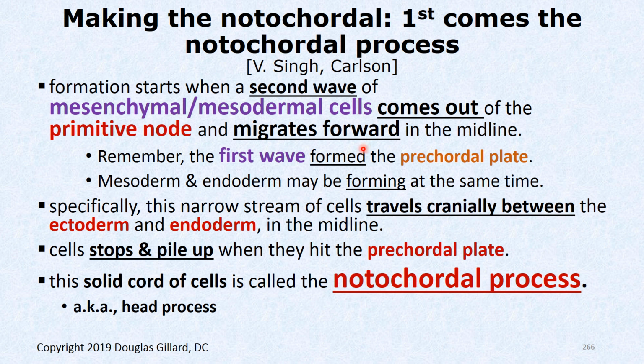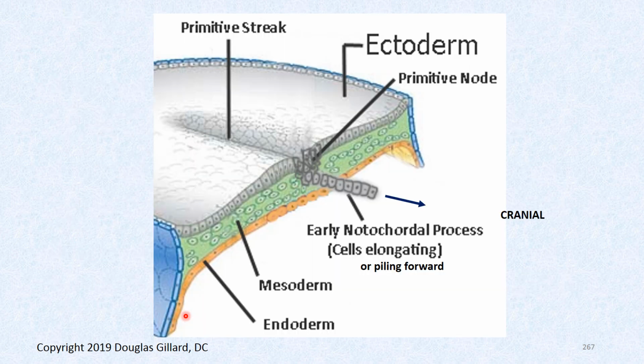So it stays right in the midline. Again, it's between the endoderm and mesoderm, just like the cells that went forward to form the prechordal plate. And what else do I need to say here? The cells, as I kind of said at the beginning, can't go all the way. They bump into the prechordal plate and start to pile up backwards toward the caudal end. And that forms a solid cord of these cells, and that's called the notochordal process. Some authors call it the head process.